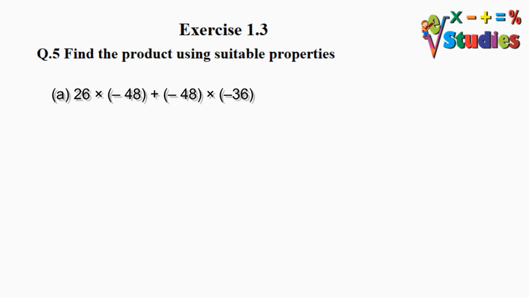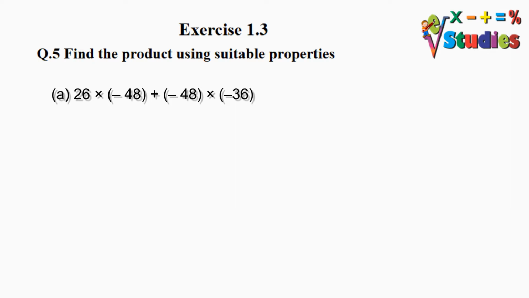Now we'll do question number 5A. Question number 5 is about finding a product using suitable properties. So when it says using suitable properties, we have to use the properties we have learned prior, like associative and commutative. Here in question number 5A, it has 26 multiplied by negative 48 plus negative 48 multiplied by negative 36.